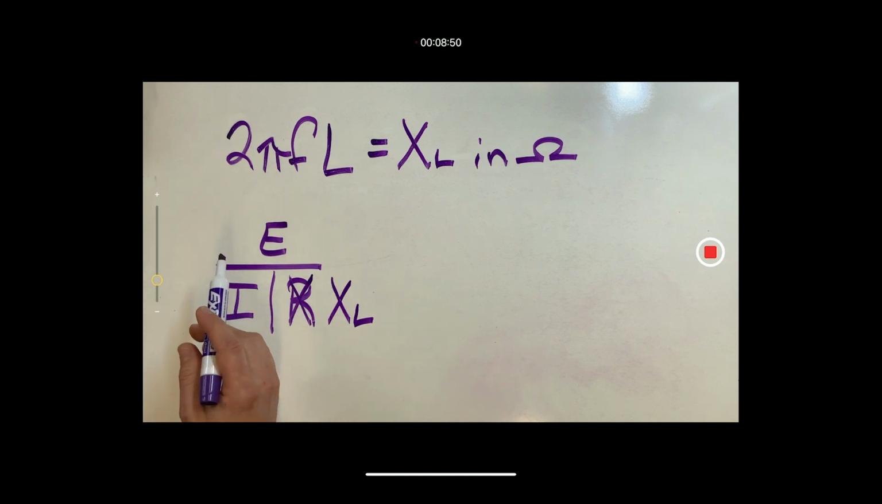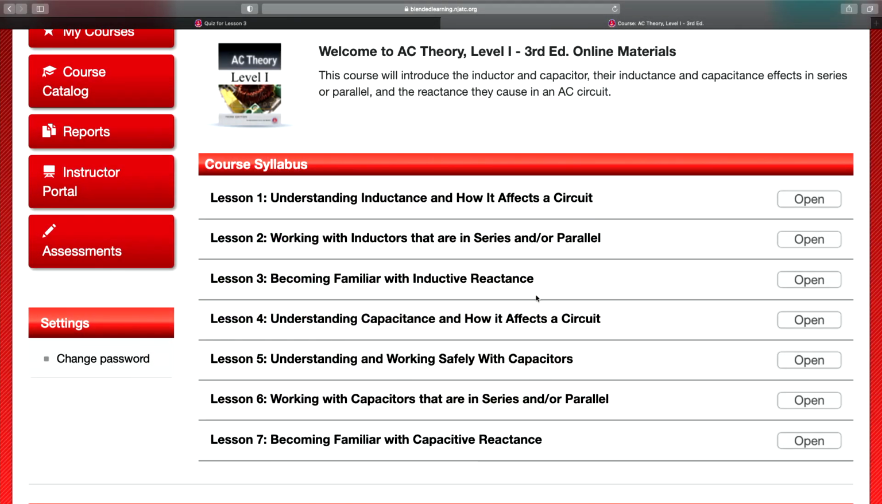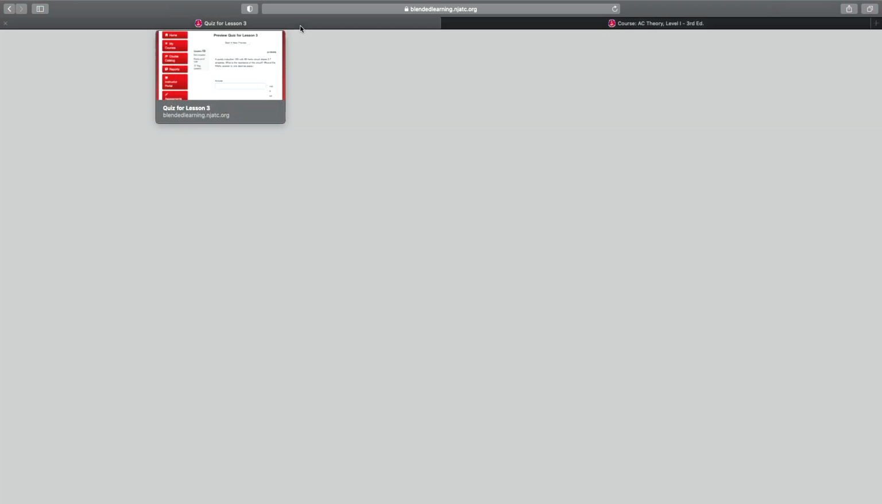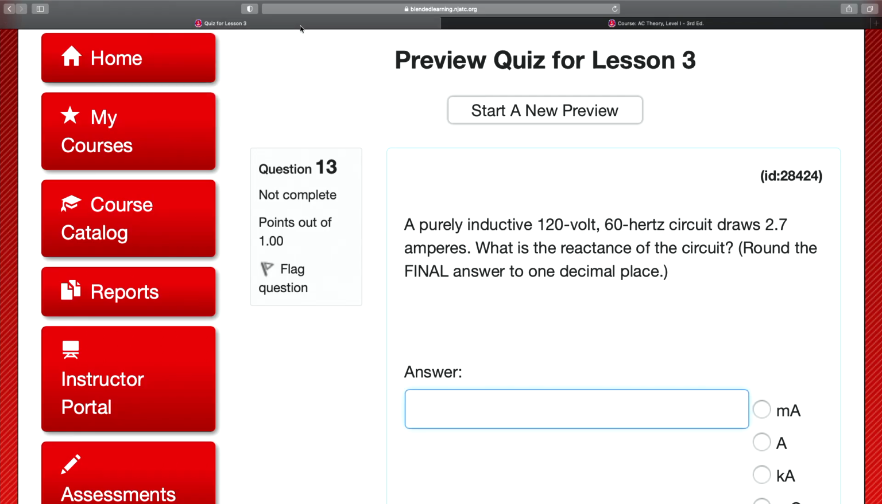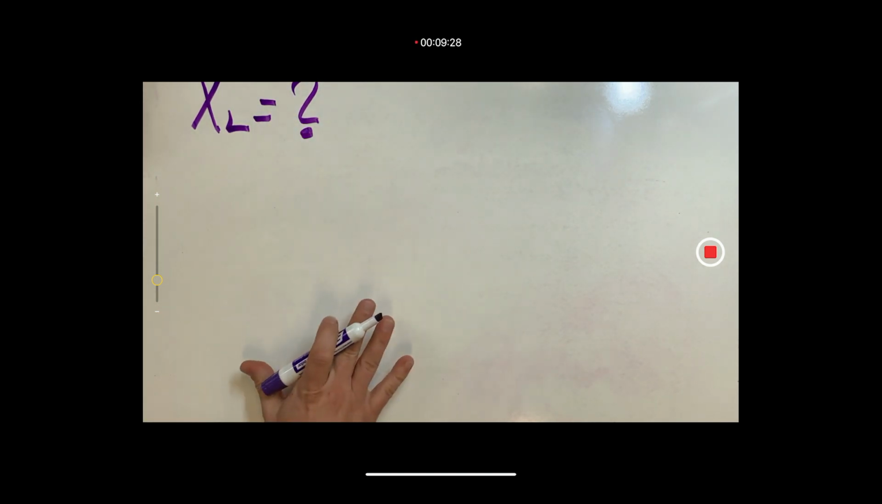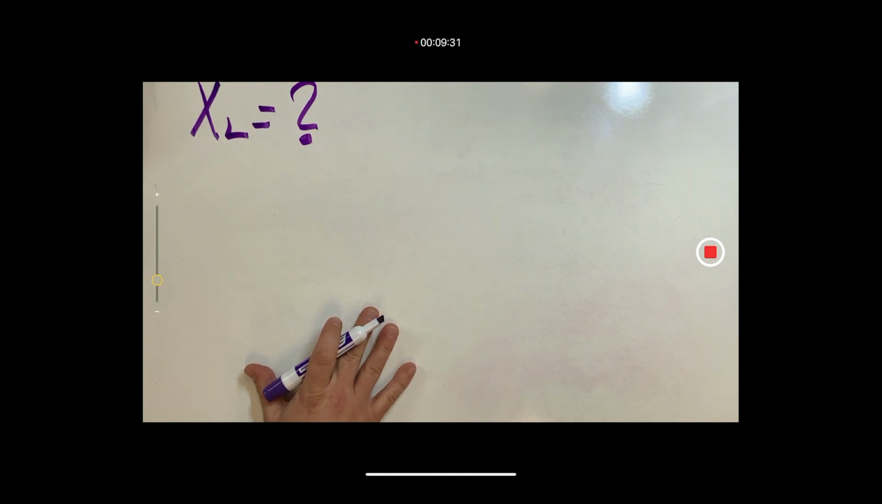So, first thing we're going to look at today is question 13 in lesson 3. Question 13 states a purely inductive 120 volt 60 hertz circuit draws 2.7 amperes. What is the reactance of the circuit? I always think it's important to write down the parameter they're looking for. So in your notes you should say inductive reactance is what they're looking for, and we actually already just viewed that formula.